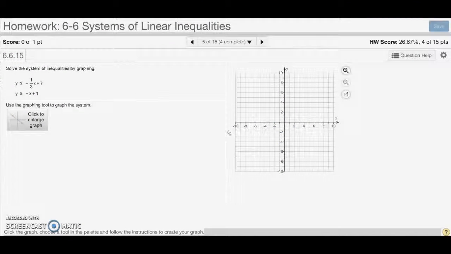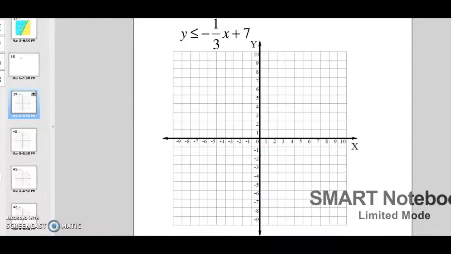Okay, number 5. We are going to be graphing both of these inequalities. Now, they are already both in slope-intercept form, so I won't have to solve for y. So I just got to graph it and shade it. So starting with the first inequality, which is y is less than or equal to negative 1 over 3x plus 7, I would start with my y-intercept, which is 7. So I'm going to graph my first point at 7.